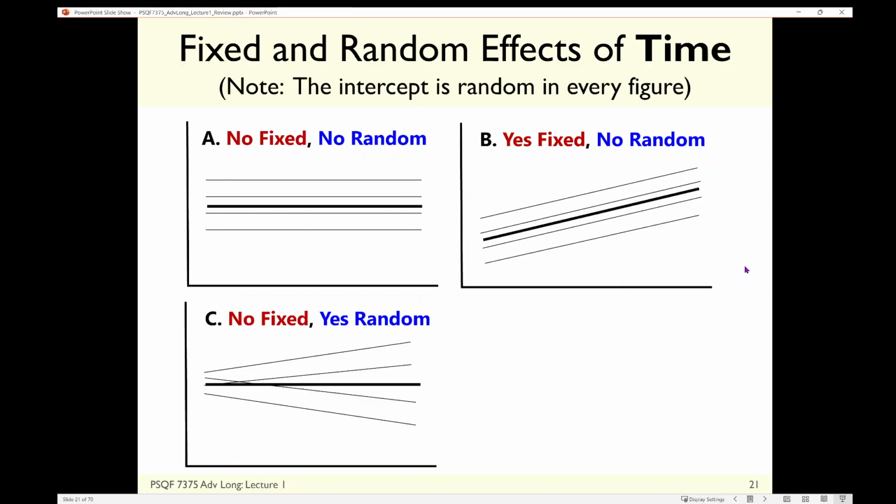More interesting is the case where we have no fixed effect of time, but we do have a random effect. That's because on average, it looks like there's no change.